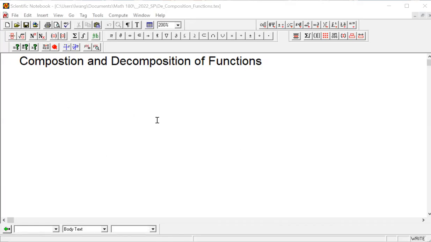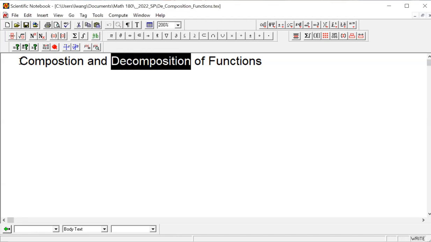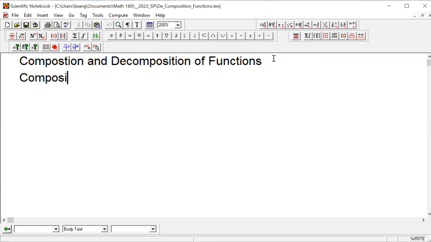Hello, in this lesson, we're going to talk about decomposition. Okay, we have done so much composition, right? What compositions have we done?